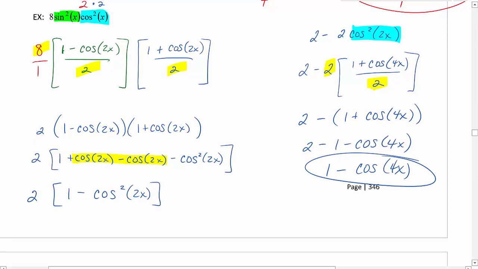I know it doesn't seem like we got very far, but where these formulas are really beneficial to us is in the future when we're trying to solve trigonometric equations, verify trigonometric identities, do calculus things, integrate and differentiate with trigonometric functions.